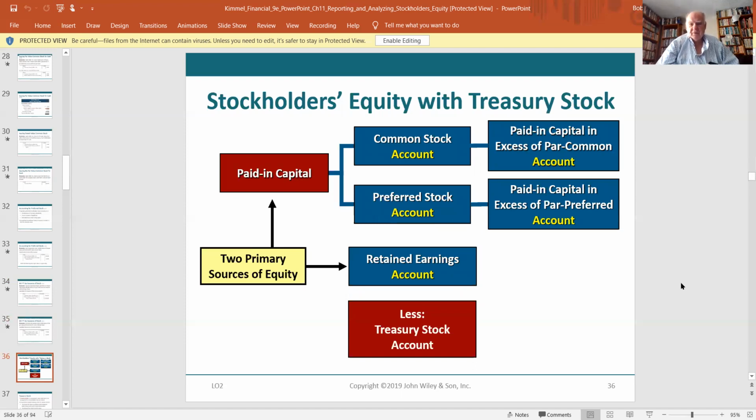Now, we're going to talk about something called treasury stock. So now we're looking at the equity section of your balance sheet. You have your paid-in capitals, you have common stock, less paid-in capital, preferred stock, and retained earnings. Now let's talk about something called treasury stock. Treasury stock are shares that the company has bought back from the public. They've purchased back their own shares of stock.